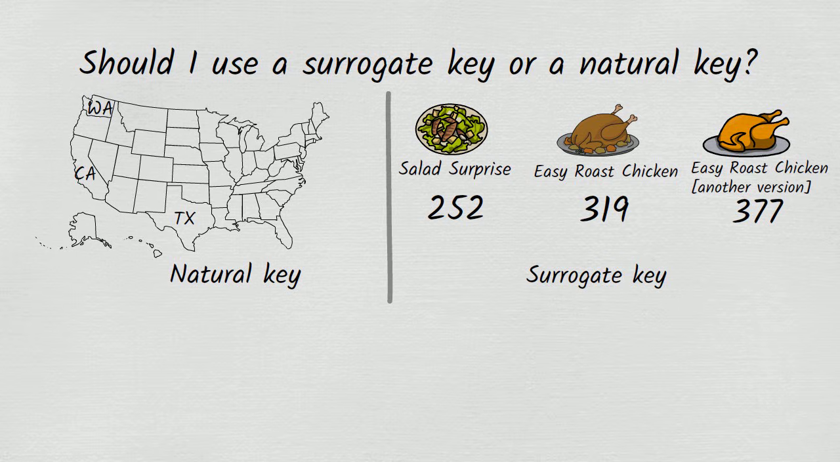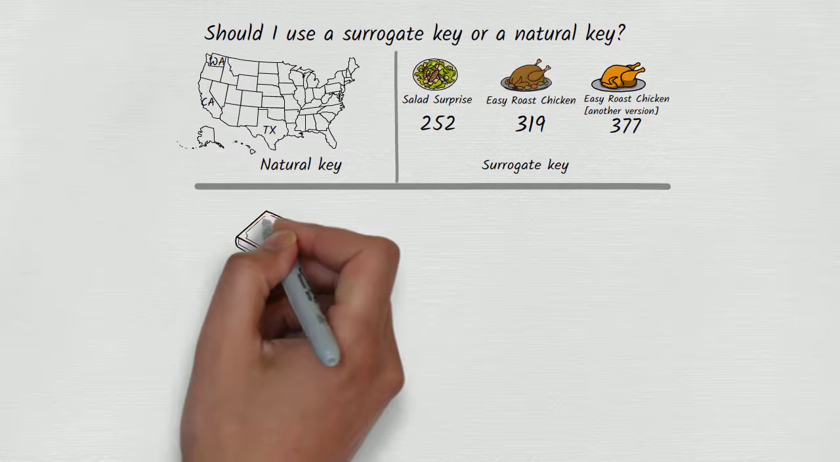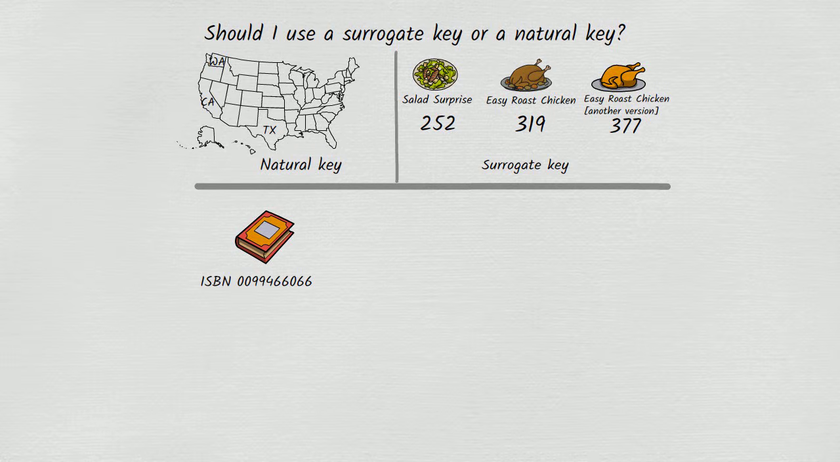In still other cases, a real-world unique identifier exists, but there are limits to its scope, which mean it wouldn't be a suitable primary key. For example, an ISBN number is an internationally recognized numeric code for identifying books. It is a natural key. Let's say we're an online bookseller, and in our back-end database we have a books table. We might be tempted to use the ISBN as the primary key of the books table.